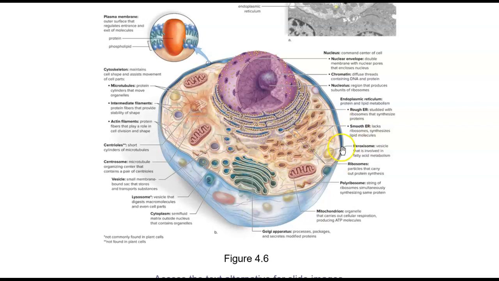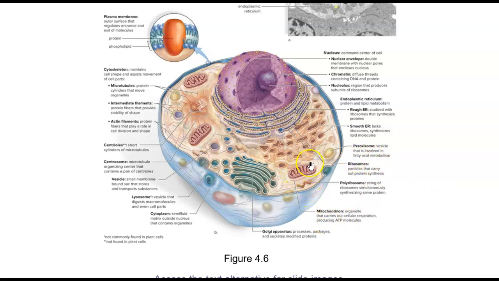I also see a peroxisome, and a peroxisome helps to break down fatty acids. It's called a peroxisome because it produces hydrogen peroxide as a byproduct, which is toxic. So it also has a way of getting rid of the hydrogen peroxide so that it doesn't kill our cells, but its role is to break down fatty acids.